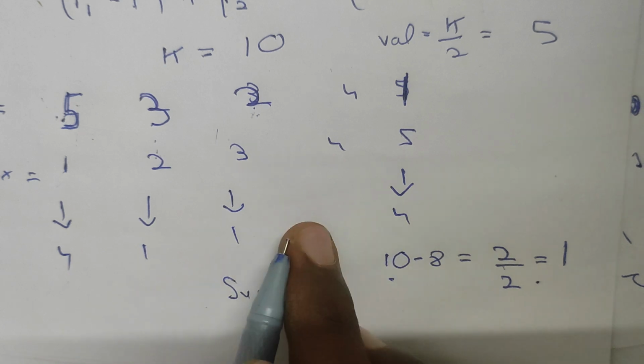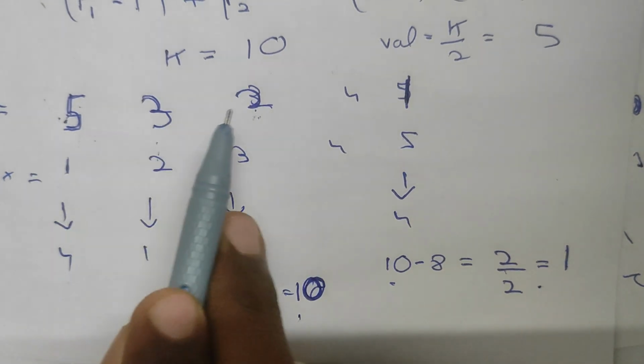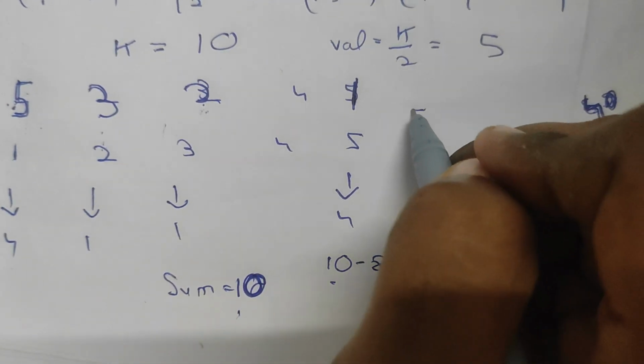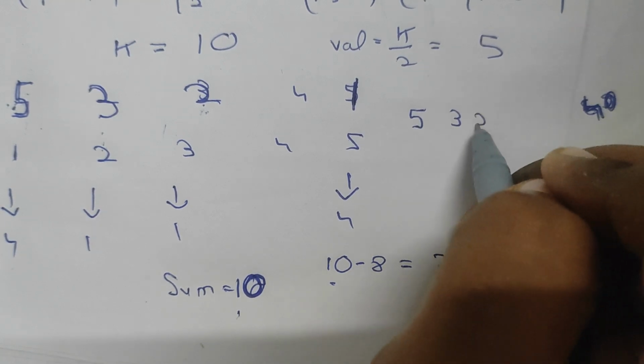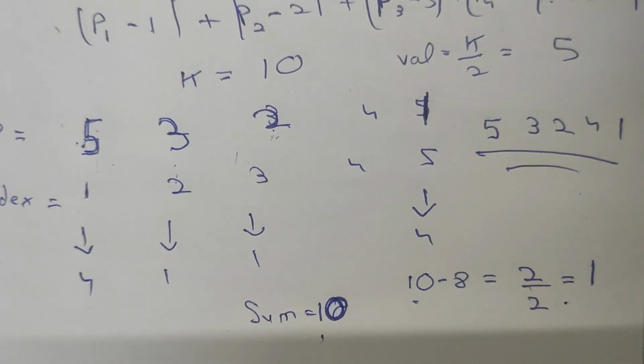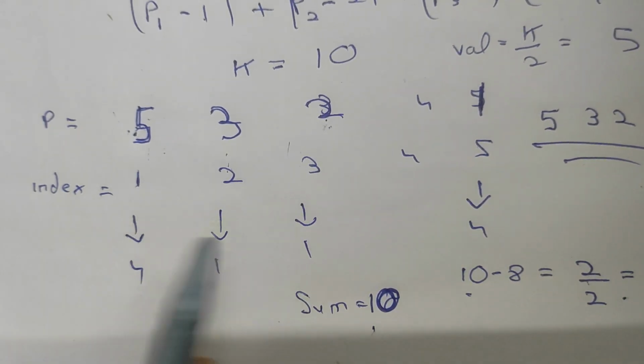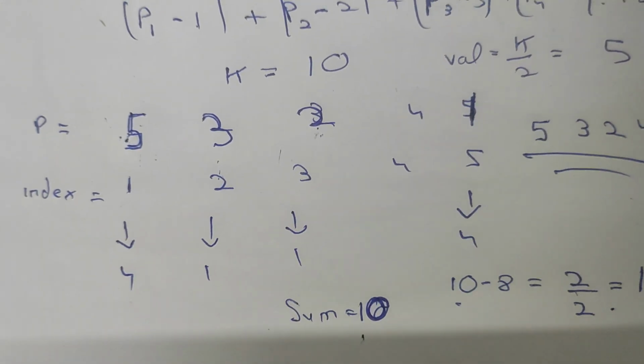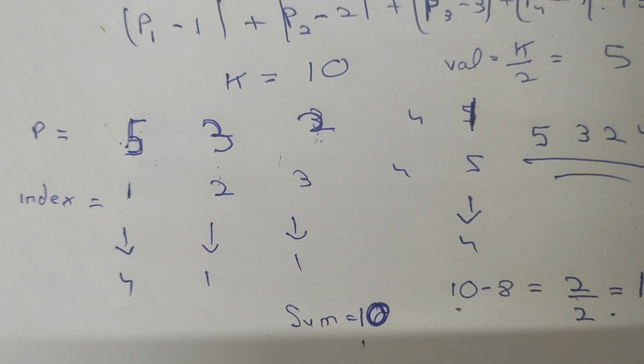And the final permutation that we will get is 5, 3, 2, 4, 1. So this is actually how you solve the problem. You will iterate through the index, and you will do these operations one by one. So I will give you another test case as well, and we will perform operations on that.